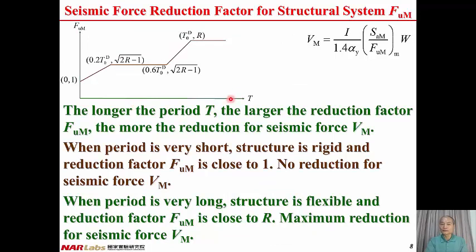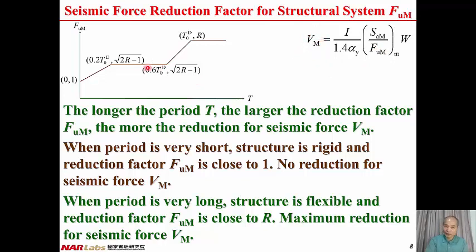The longer the period, the larger the reduction factor. Therefore, the more reduction for the seismic force Vm. The longer the period, the larger the FUM, because FUM is the denominator for the calculation of the maximum considered seismic force Vm. The larger the FUM, the smaller the Vm.